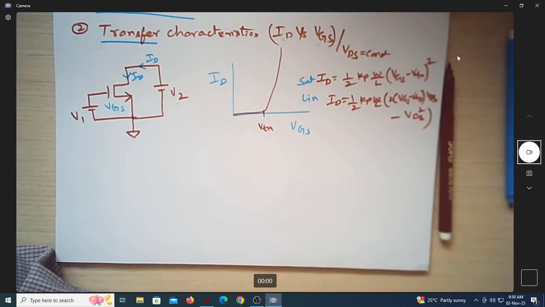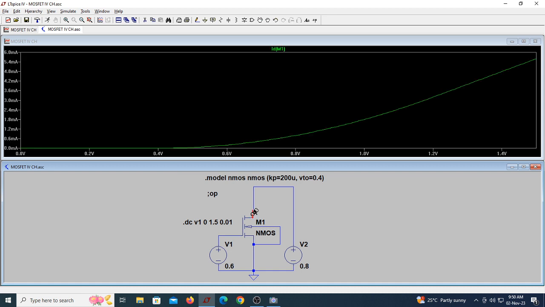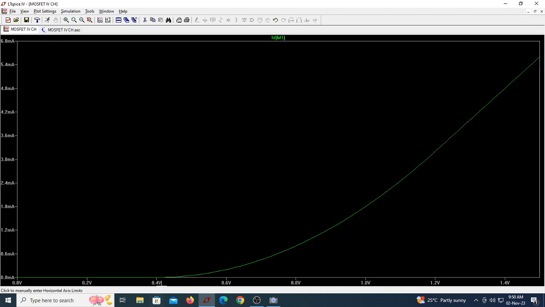So let me just go here and then find out what that current is. Now come here, then plot. You can see these are the characteristics. Till 0.4 it is 0. This variation is quadratic. Now this is for different values of VGS.